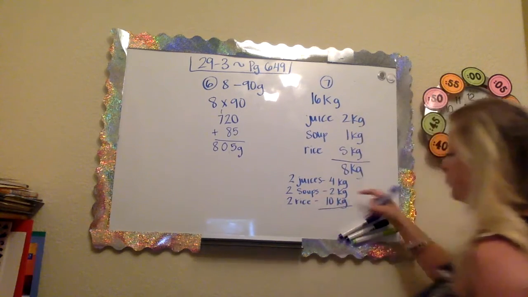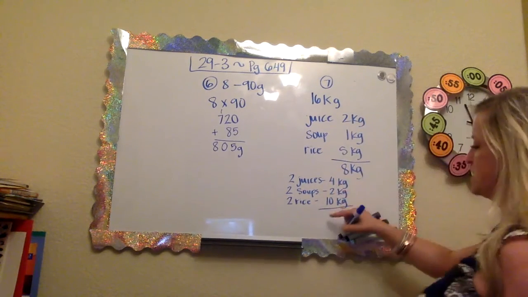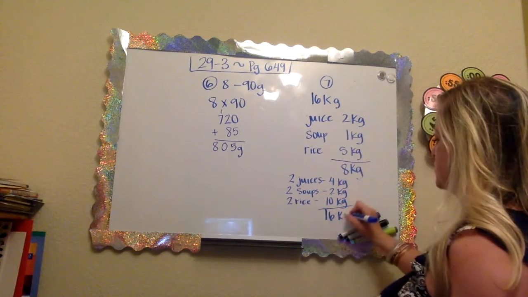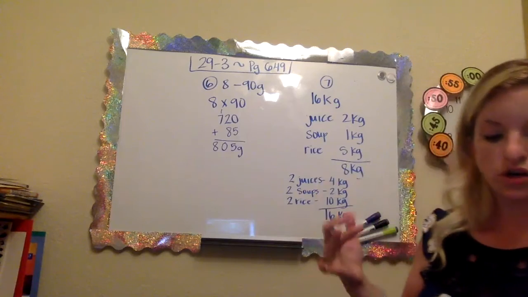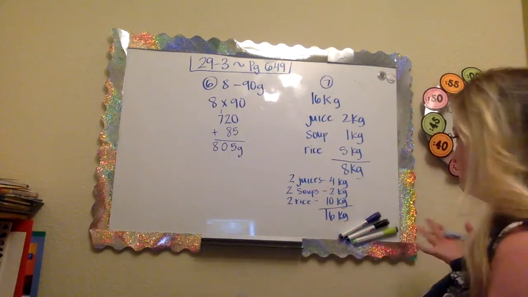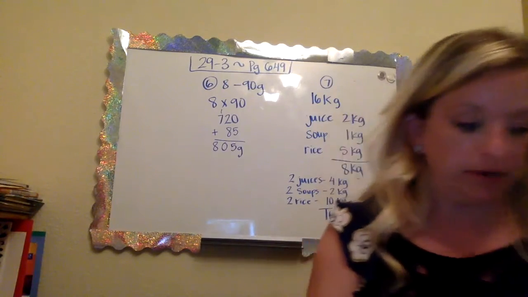Now let me just check my math. 4 plus 2 is 6. 6 plus 10 is 16 kilograms. That's one combination. You could have 2 of each. You could also do any other number of combinations.